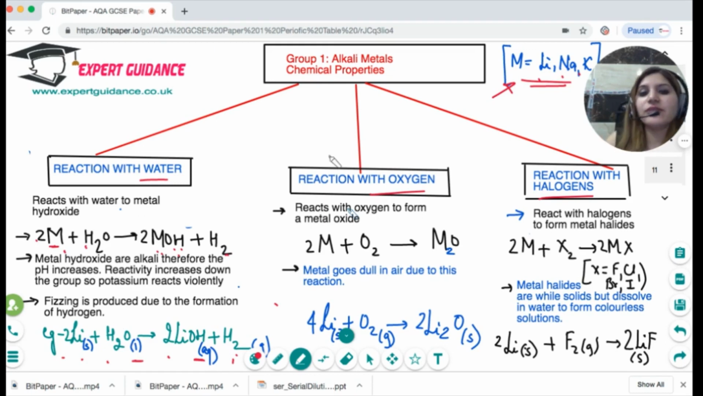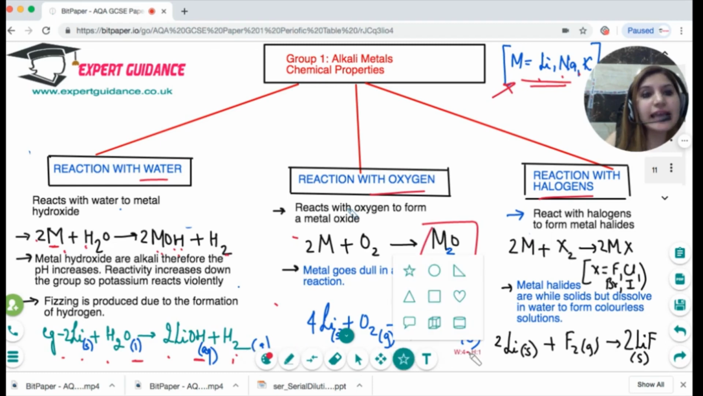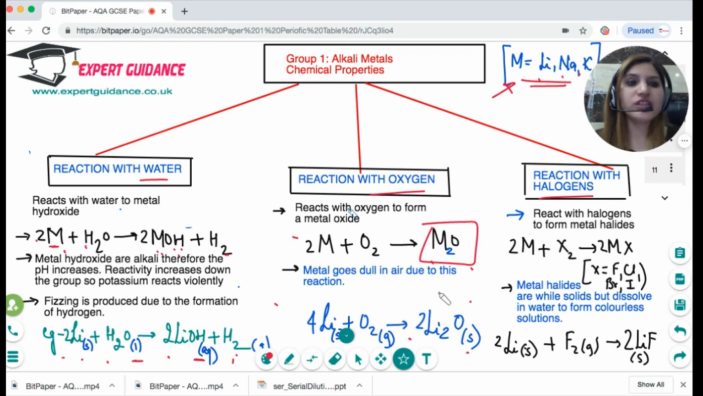When we see the reaction with oxygen, it forms metal oxides. And for the group 1 oxide, the formula is M2O. So lithium oxide is Li2O, sodium oxide is Na2O. We'll see in bonding how we determine the formulas of ionic compounds. But till then, you can just remember that group 1 oxides will be of the formula M2O.